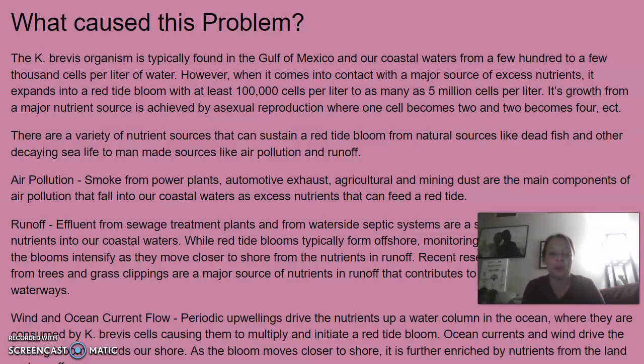Monitoring by scientists has shown that the blooms intensify as they move closer to shore from the nutrients and runoff. Recent research has shown that leaf litter from trees and grass clippings are a major source of nutrients and runoff that contributes to the excess nutrients in our waterways. And then wind and ocean current flow. So periodic upwellings drive the nutrients up the water column in the ocean, where they are consumed by the K. brevis cells, causing them to multiply and initiate a red tide bloom. Ocean currents and wind drive the forming bloom towards our shore. As the bloom moves closer to shore, it is further enriched by the nutrients from our land and runoff.